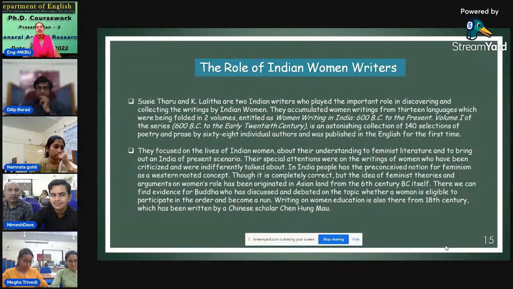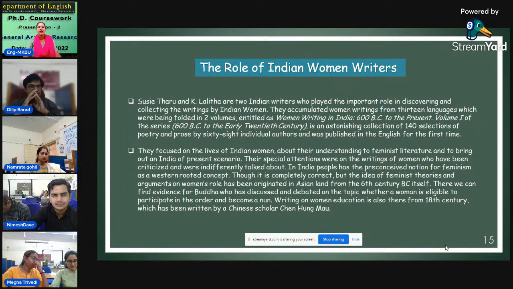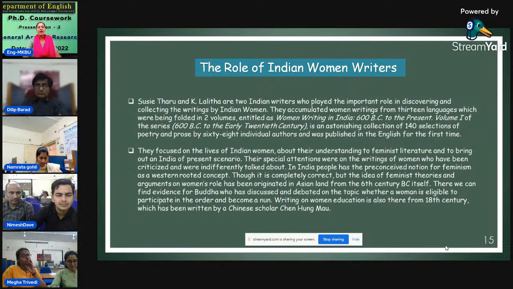It is very unique information about Indian women writers. They focused on the lives of Indian women, their understanding of feminist literature, and on bringing out an India of the present scenario. Their special attention was on the writing of women who have been criticized and were indirectly talked about. In India, people have the preconceived notion of feminism as a Western-rooted concept, though it is not completely correct, but the idea of feminist theories and arguments on women's role originated on Asian land from the 6th century BC itself. There women could participate in the order and become a nun.